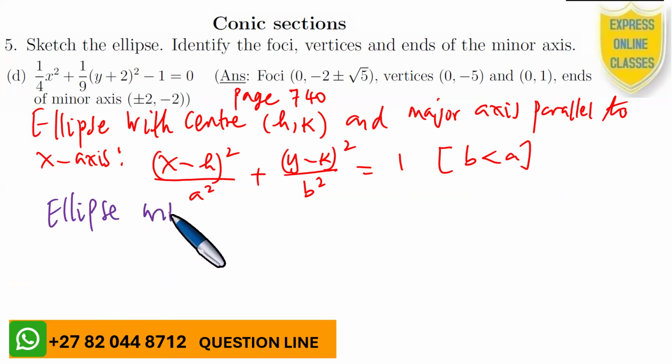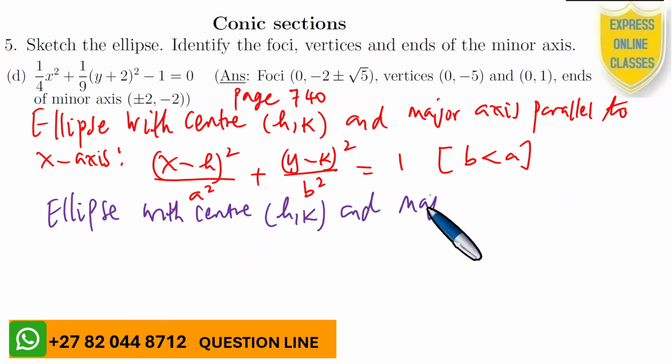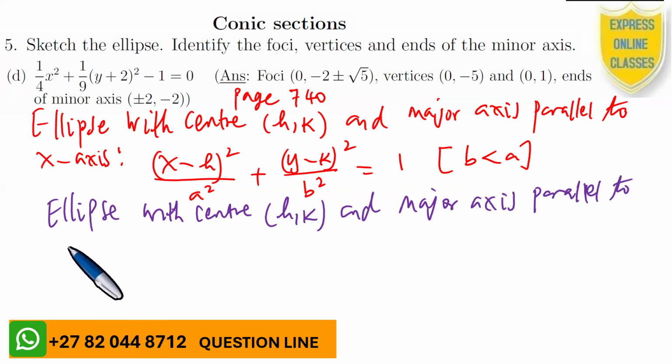There is an ellipse with center h, k and major axis. The center is always h and k, but now the major axis, we always speak about the major axis that is parallel to the y-axis. So now, if the major axis is parallel to the y-axis, then what is the equation? Then we use this formula.